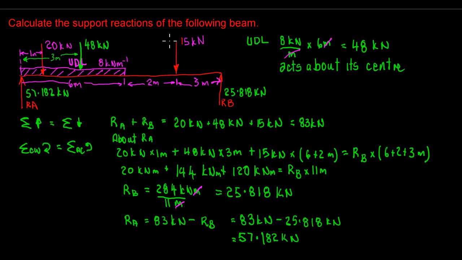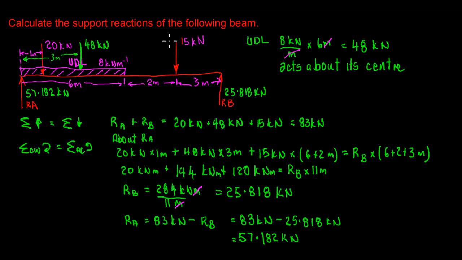Now we can calculate RA from our previous equation, because we know RA plus RB equals 83 kilonewtons, so RA will equal 83 kilonewtons minus RB. 83 kilonewtons minus 25.818 kilonewtons gives us 57.182 kilonewtons, and that is RA acting as it does there.